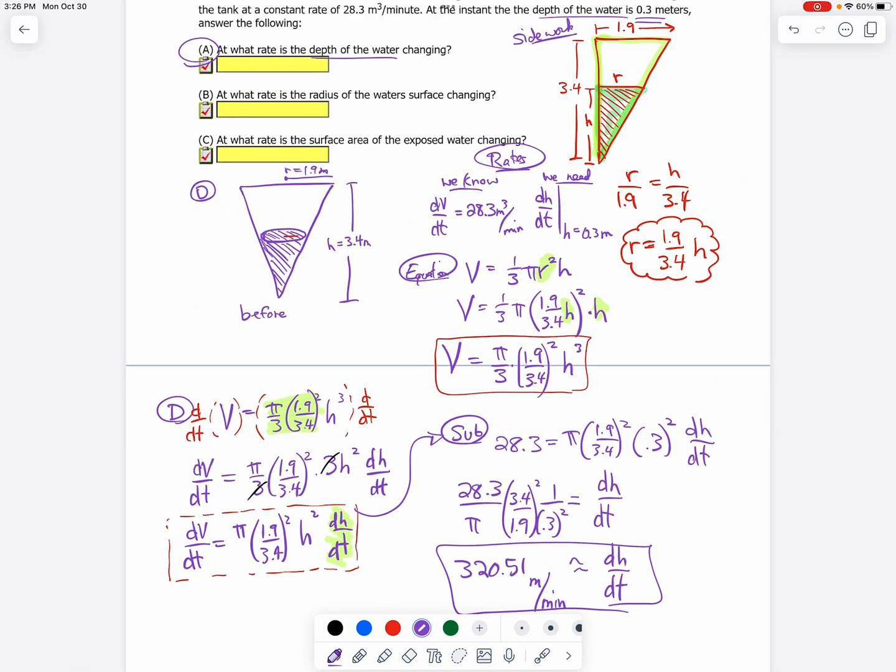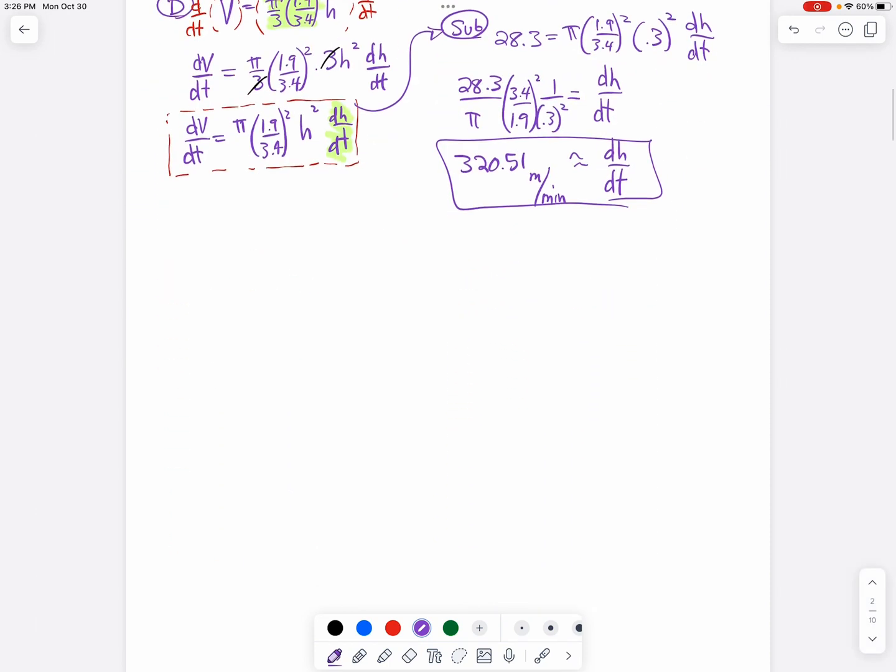That was: what is the rate of the depth of the water changing? dH/dt was around 320.51 meters per minute. You should always end with a sentence that encapsulates it. We've got more to do, so we're going to keep going with part B and find out at what rate the radius of the water surface is changing. Much of this stuff will come up again, but I'm going to make some space here for part B that we need now.